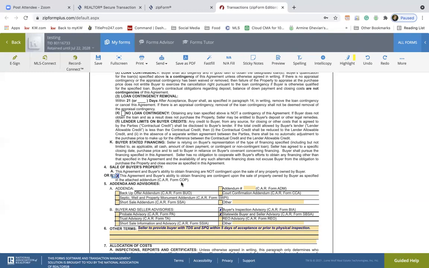So right now I'm going to write two forms. You have COP and you have contingency removal forms that you have to use. So you need to go and learn what the COP form looks like, what the COP form is asking, so you will be comfortable in case you meet a buyer who has to sell their property.